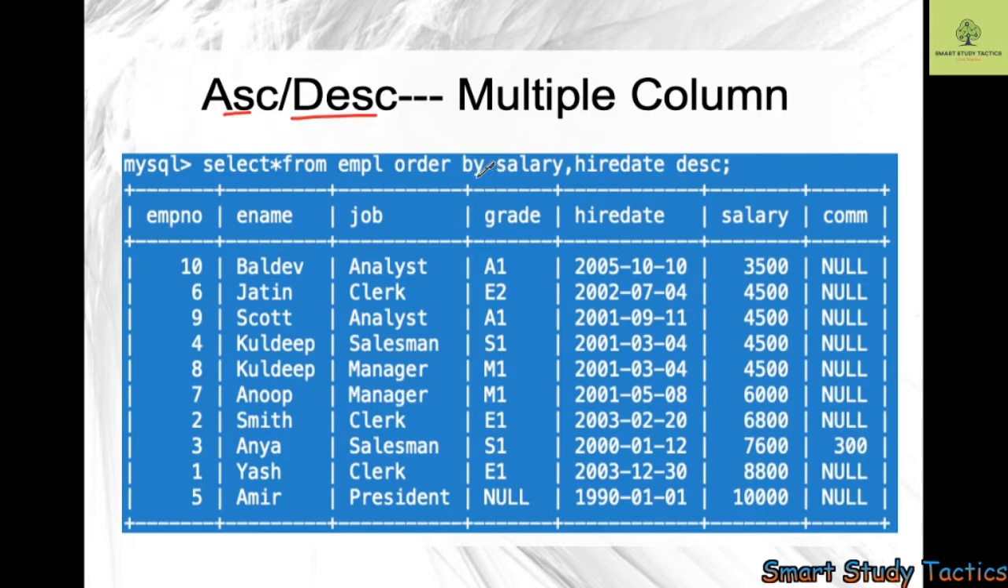So here you can see I want to put the ascending order on the salary, but descending order on the hire date. So here you can see the descending order: 2005, 2002, and so on. Here you can see the salary 3,500, 4,500. It is the ascending order.